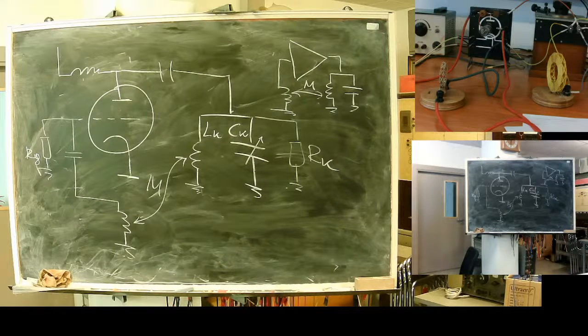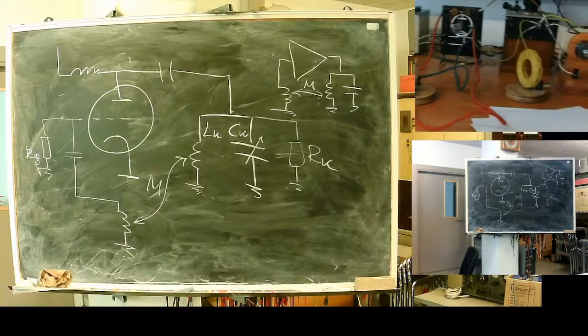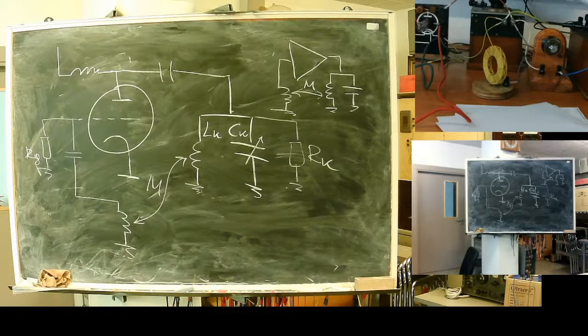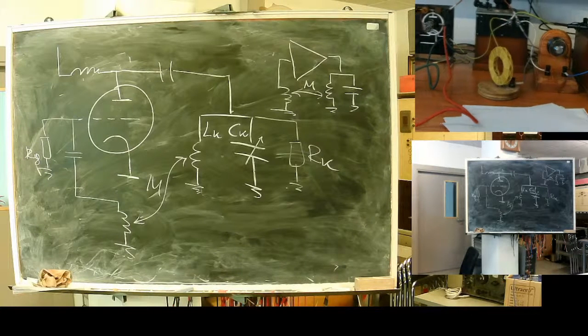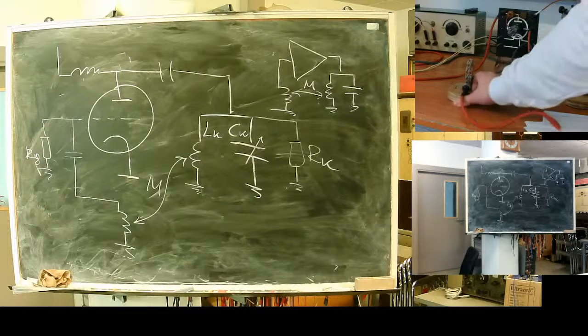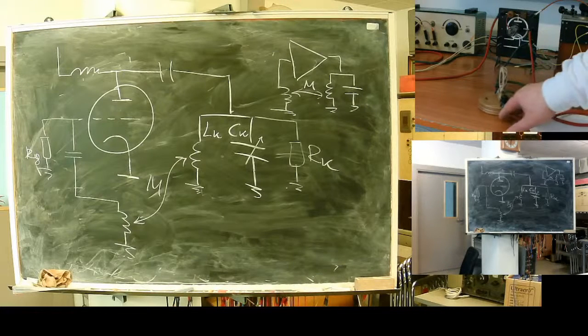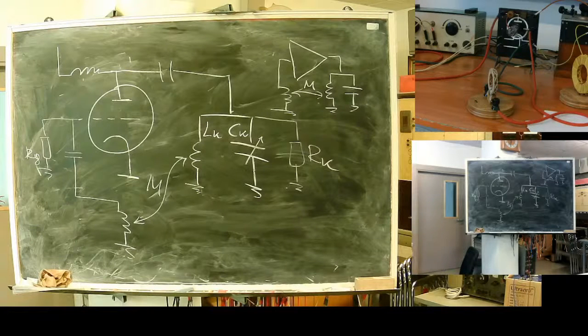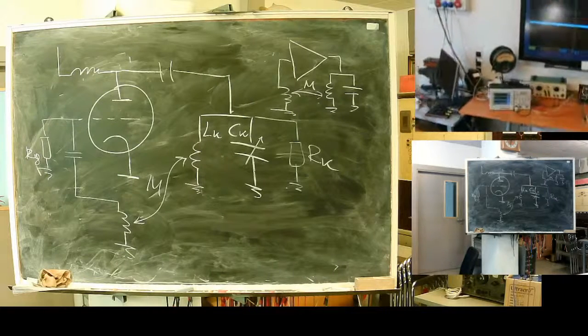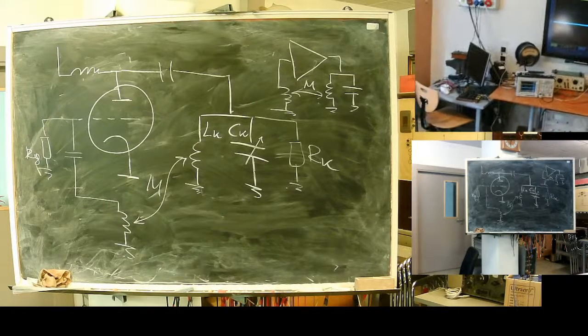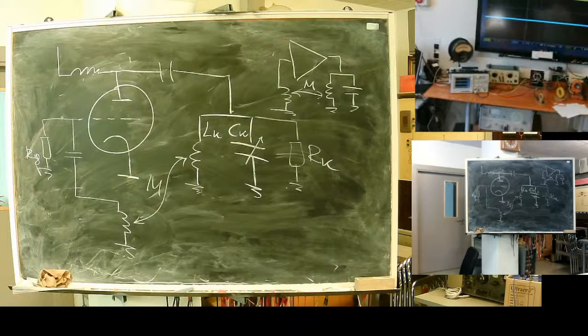So here is my setup. The contour coil with this capacitor and the small one, this one. I can put it in any position, and this way I can change coupling between output and input and control the feedback.